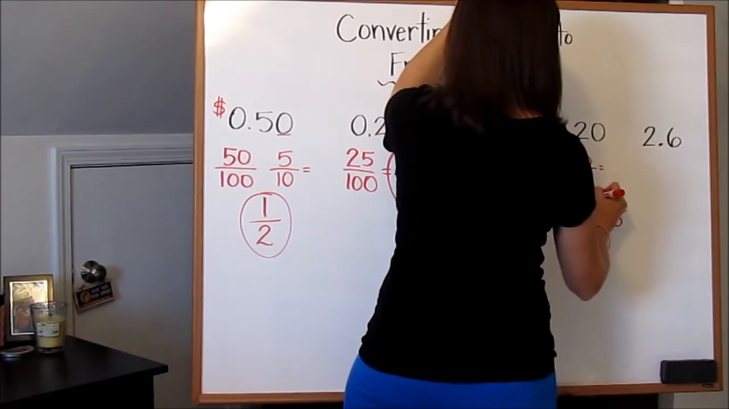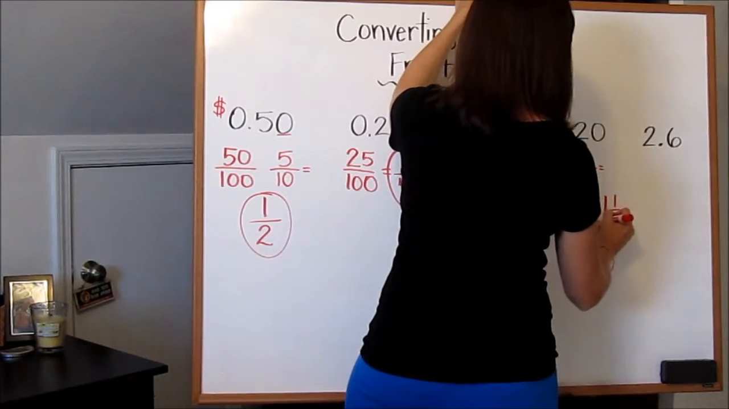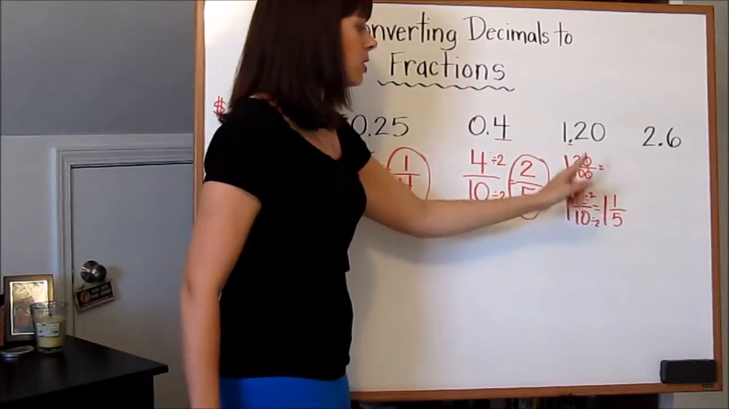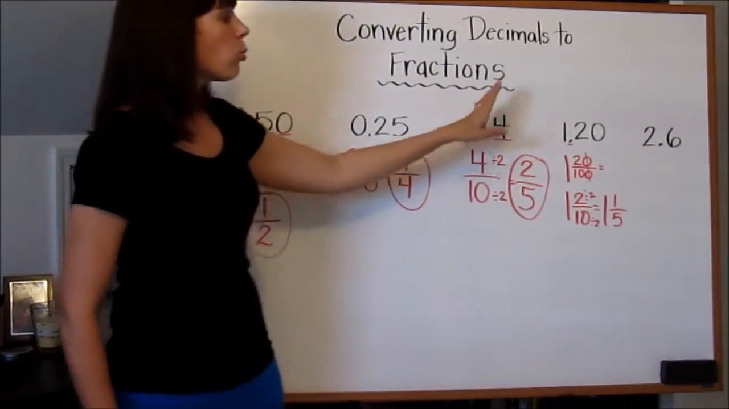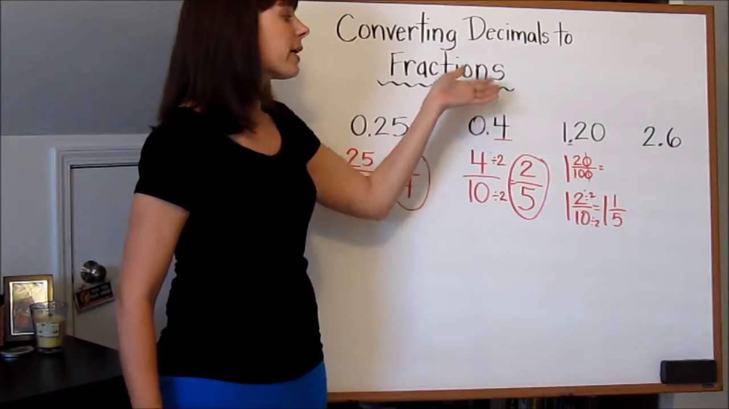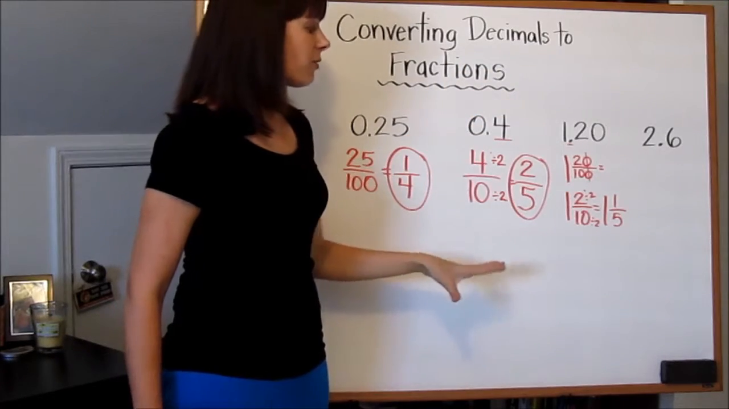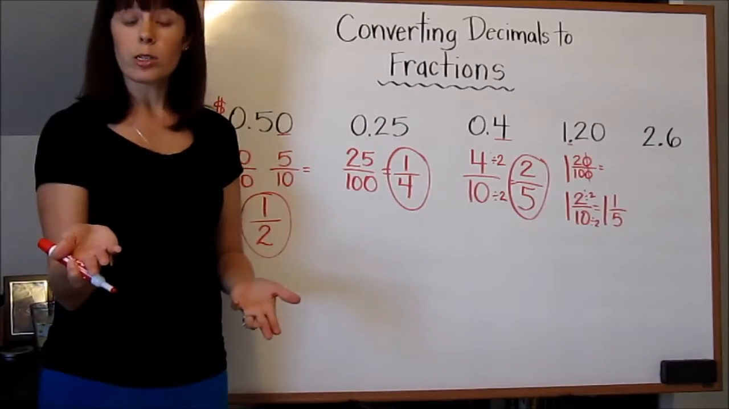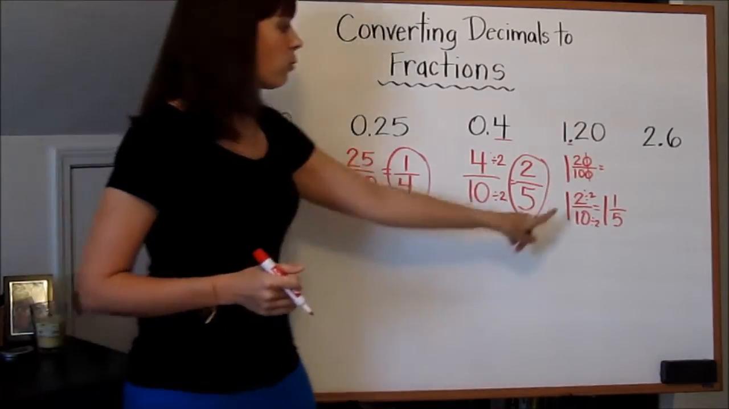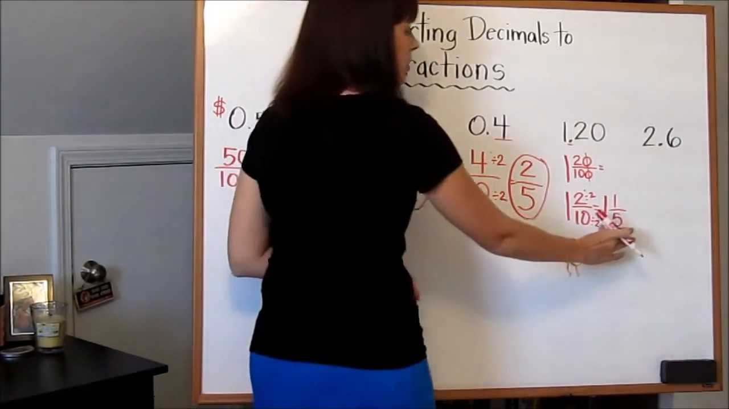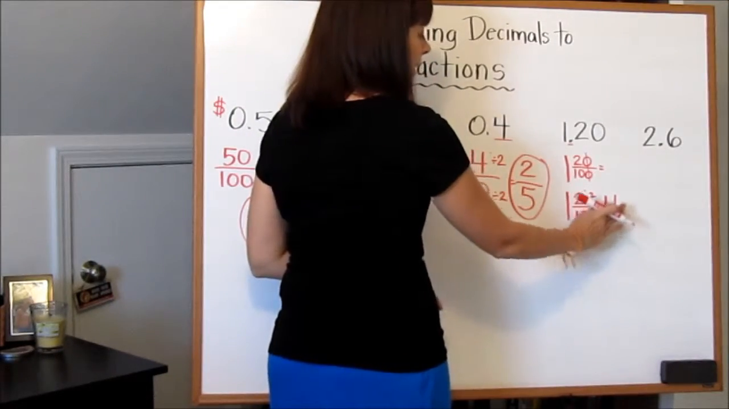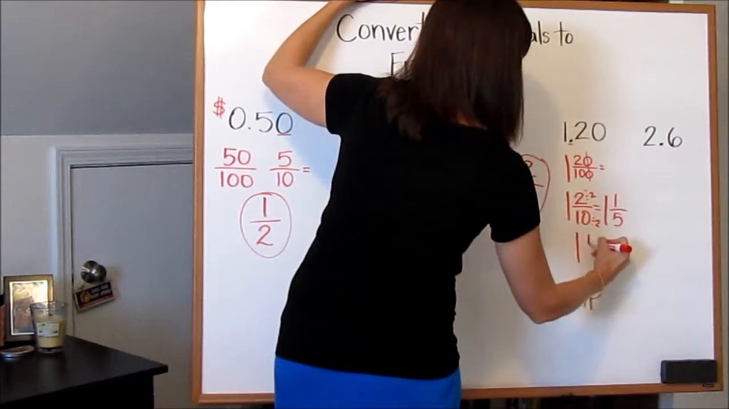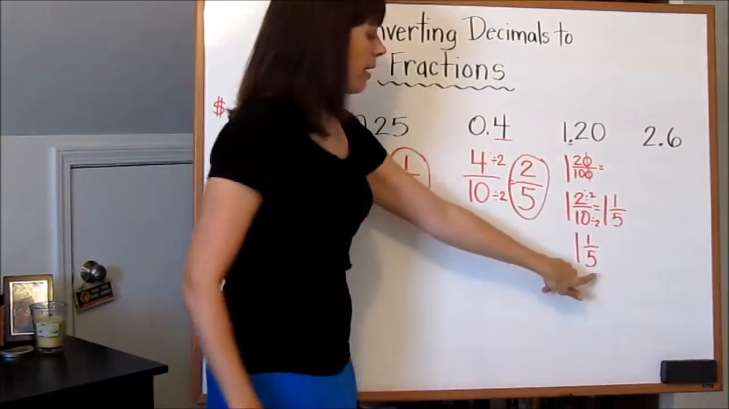Because if I divide the 2 and the 10 by 2, 2 goes into 2 once, 2 goes into 10 5 times, that's 1 and 1/5. So 1.20 or 1 and 20 hundredths as a fraction is 1 and 1/5. And I also told you I'd show you what that looks like as an improper fraction. So if I have 1 and 1/5, to make this into an improper fraction, I'm going to multiply my denominator and my whole number. So 5 times, actually I'm going to write this down here so you can see it a little bit better.